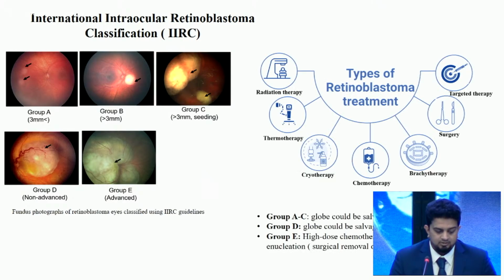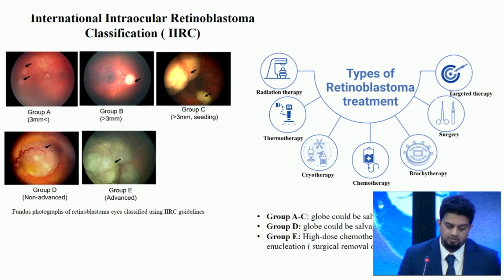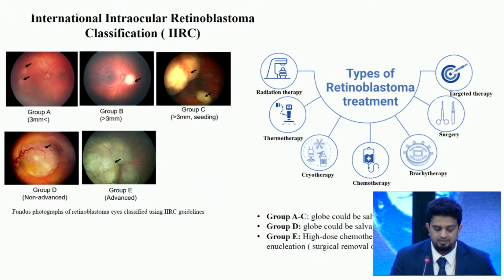The various treatment types of retinoblastoma range from radiation therapy, thermotherapy, cryotherapy, intravenous chemotherapy, brachytherapy, surgery, and targeted therapy. For group A and group C, the globe salvage could be more than 90%. But in group D, the globe salvage would be around 47%. Group E requires high-dose chemotherapy to manage the tumors, and if they are refractory to chemotherapy, they undergo enucleation, or surgical removal of the eye.